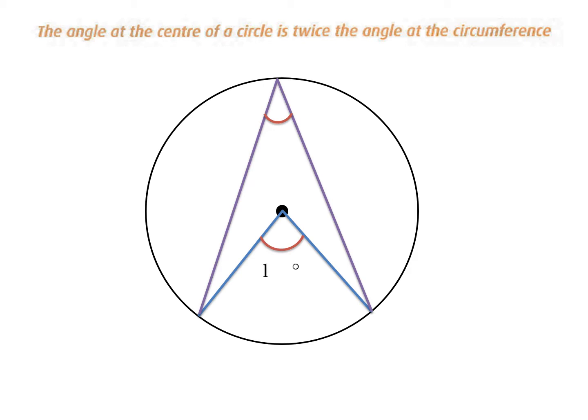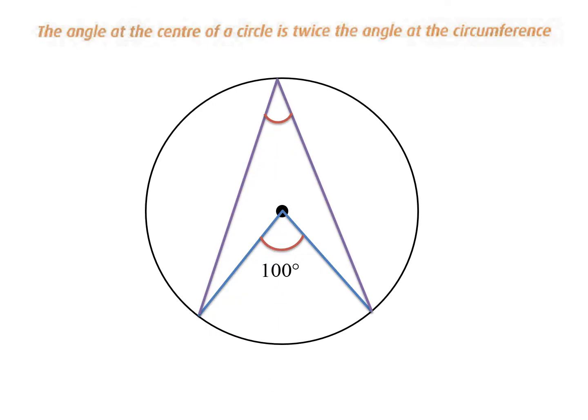Well, if I give you the angle subtended at the center as 100 degrees, what would be the value of the angle subtended at the circumference? It is actually half of it. It's 50. So the angle at the center of a circle is always twice the angle at the circumference.